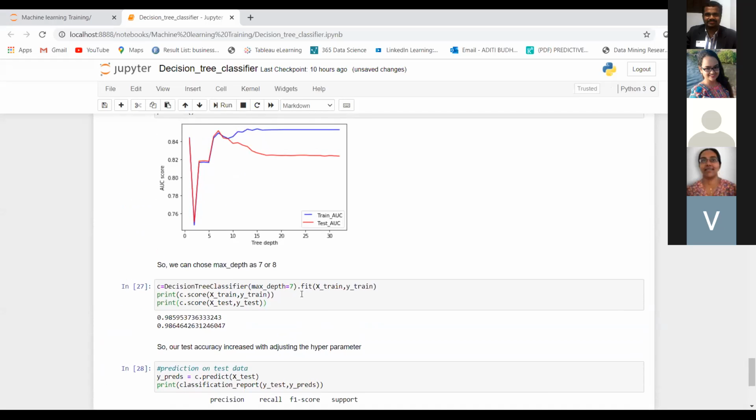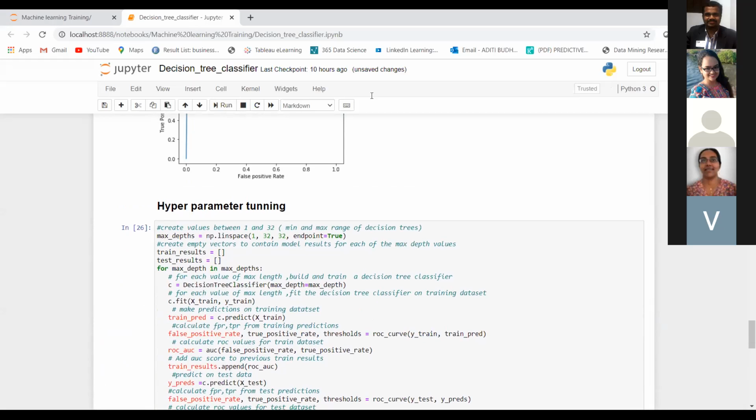So that's all for decision trees. Now you can ask any questions that you have.